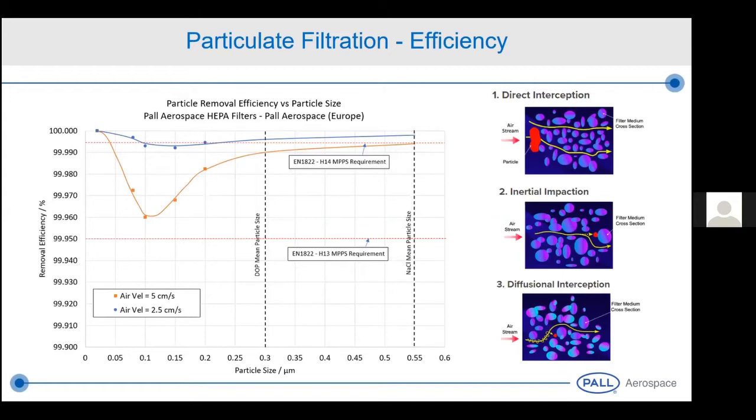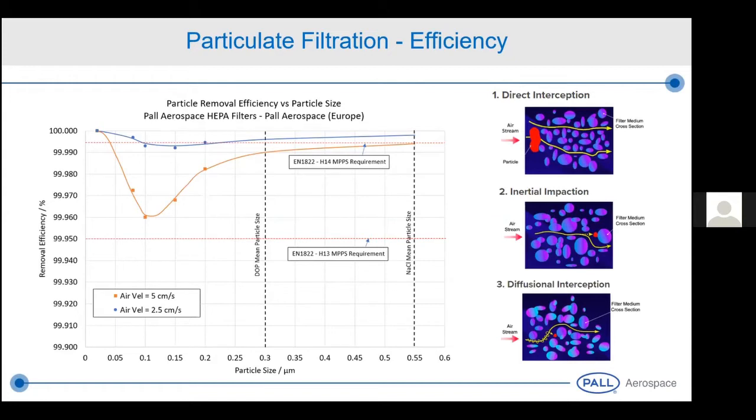The second one is inertial impaction. This is where the particle travels through the depth of the media and is caught on the surface of the fiber. And the third one is diffusional interception. This is mainly applicable for very small particles. And the smaller the particle, the more it will behave like a gas. So if you think about Brownian motion, for example, the particle would behave in a chaotic mode, and it will eventually impact on the fiber.